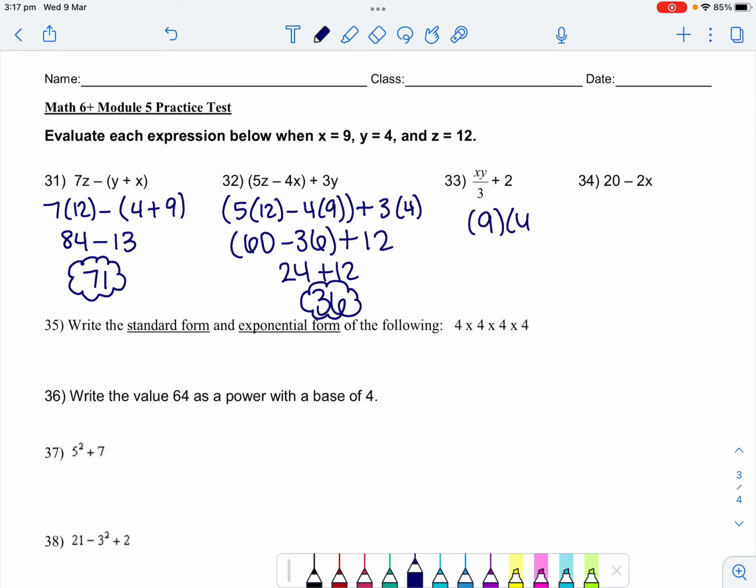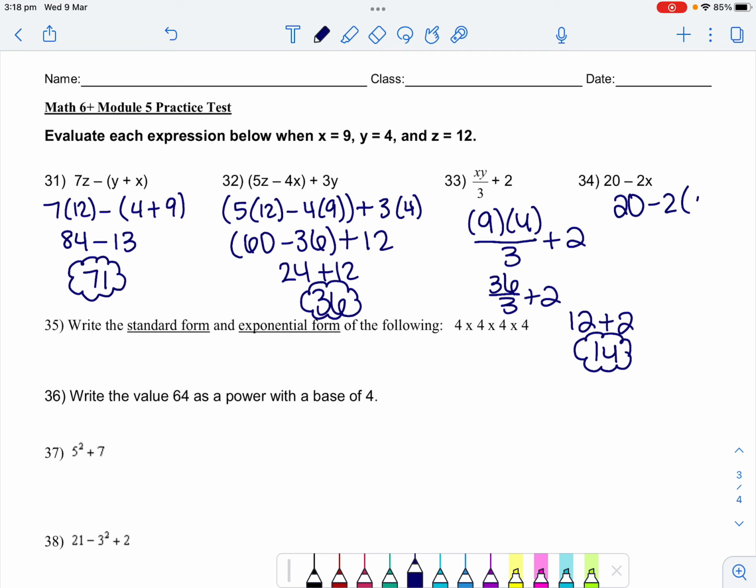9 times 4 divided by 3 plus 2 is going to be 36 over 3 plus 2, which is going to be 12 plus 2, which is 14. And 20 minus 2 times 9 is going to be 20 minus 18, which is 2.